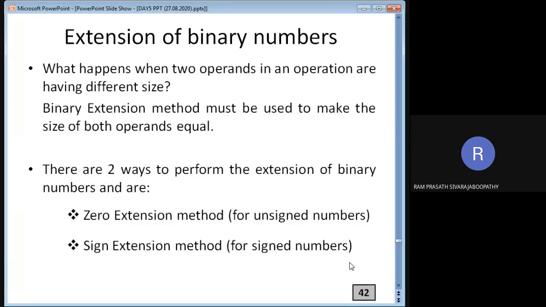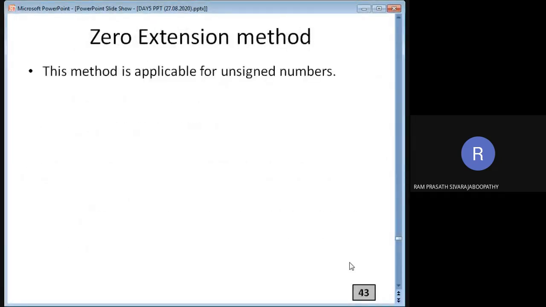If it is a signed number, you should not go with 0 extension. Zeros add பண்ணக்கூடாது. For signed number, what we have to do? We have to perform sign extension method. We will see examples. So 0 extension method first நம்ம இதை பார்த்துடலாம். இதுக்கு முன்னாடி unsigned numbers பத்தி தான் நிறைய டிஸ்கஸ் பண்ணோம். Okay, for unsigned numbers we can go with 0 extension method.